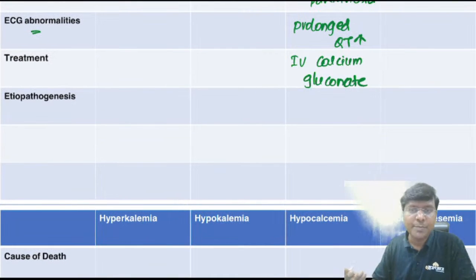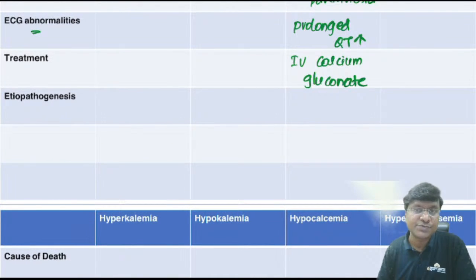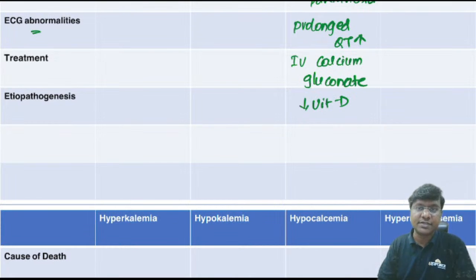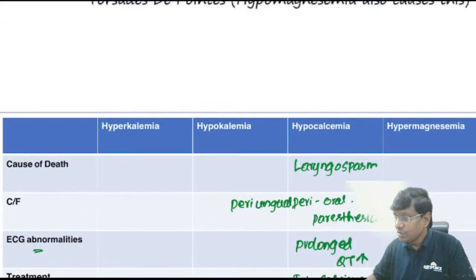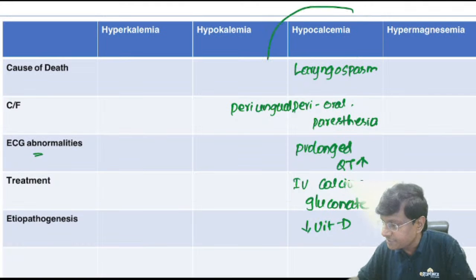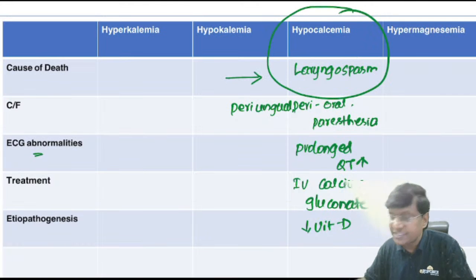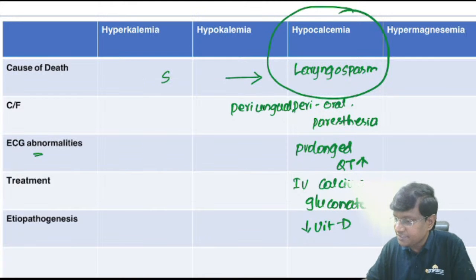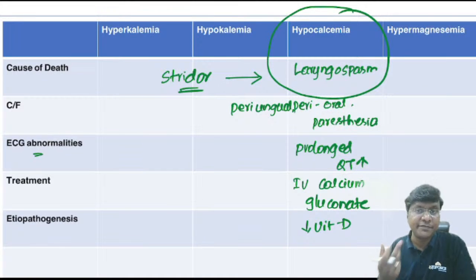Right. And the etiopathogenesis for hypocalcemia is what? Whenever there is renal failure, there is decreased vitamin D synthesis, and because of decreased vitamin D synthesis, calcium absorption at the level of the intestine will not be there, and that will result in hypocalcemia. So what would be the presentation of the patient to the emergency department? The presentation is laryngospasm. Whenever there is laryngospasm, the patient will have stridor, and if you don't treat that, then the patient can die immediately.